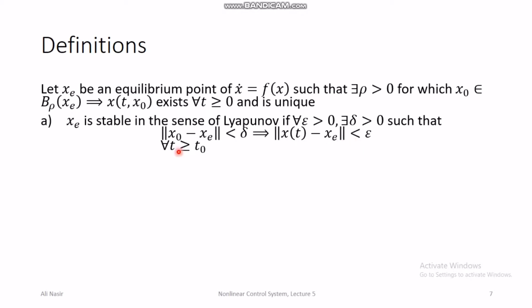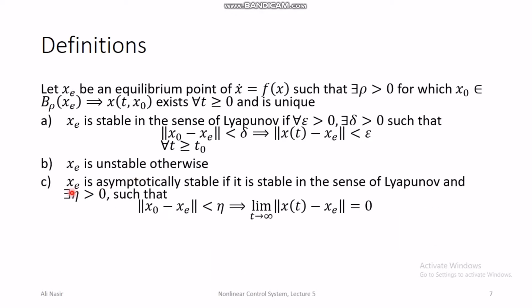So for all time t greater than or equal to t naught. So this is the requirement of stability. If this requirement is not met, then the equilibrium point will be categorized as unstable.